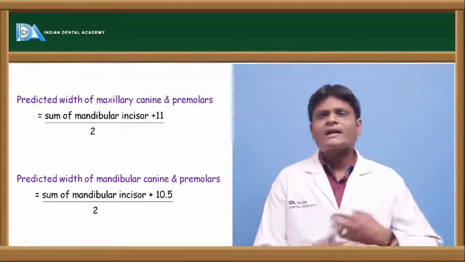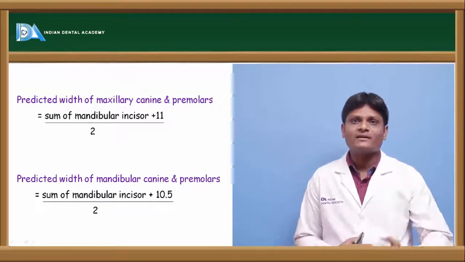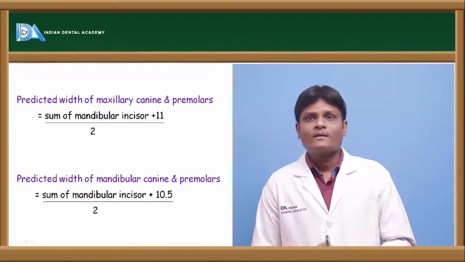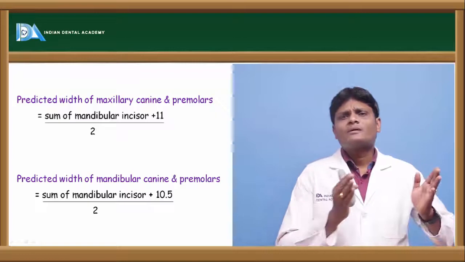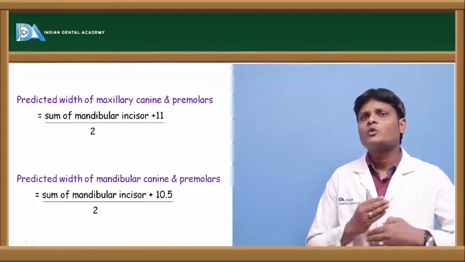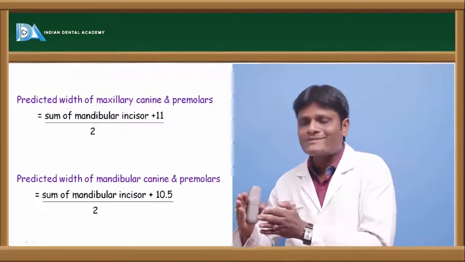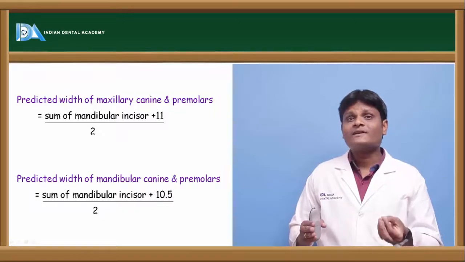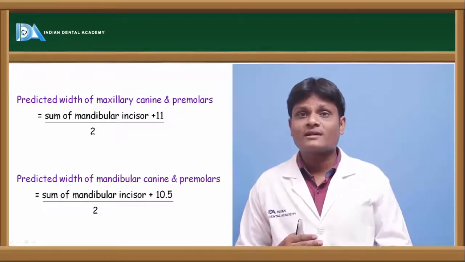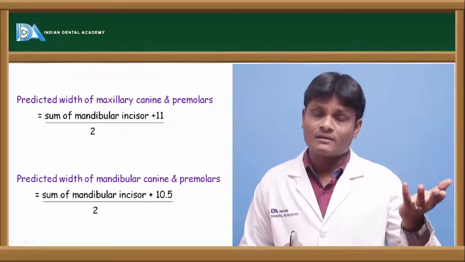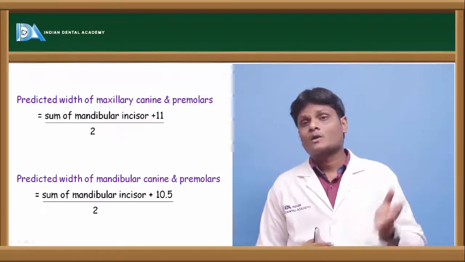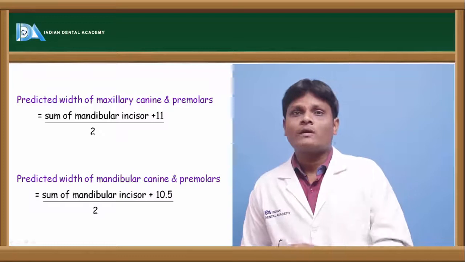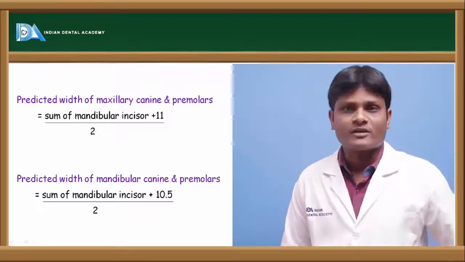So these are different kinds of model analysis that we use clinically to assess the discrepancy between arch size and tooth material size. Depending upon the patient's necessity, we need to go for specific kinds of model analysis to infer what is the discrepancy that is occurring, whether it's a tooth material and arch length discrepancy, or a tooth material and arch width discrepancy. That is the major reason behind the existing malocclusion that should be drawn, and accordingly we should formulate our treatment plan.